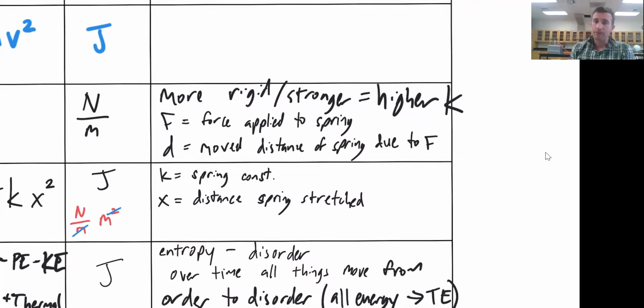Then F stands for the force applied to the spring, and D is the distance moved by the spring due to the force.